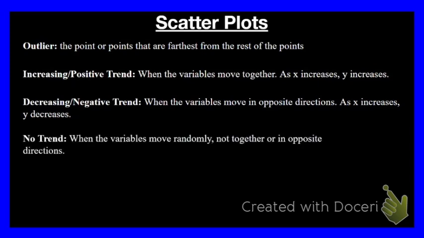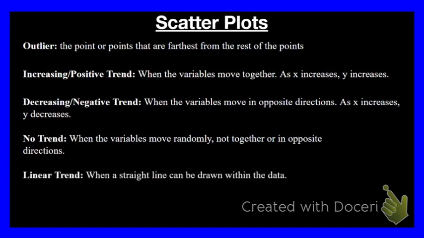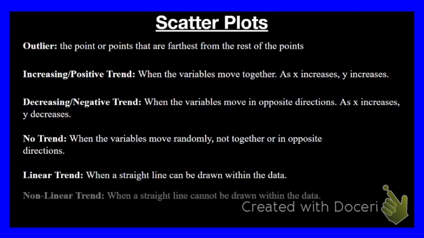No trend. A no trend is when the variables move randomly, not together or in opposite directions. So you won't be able to see a pattern in those no trends. Linear trends are when a straight line can be drawn through the data. And with linear trends, you have your opposite. You're going to have a non-linear trend. It's when a straight line can't be drawn through the data.